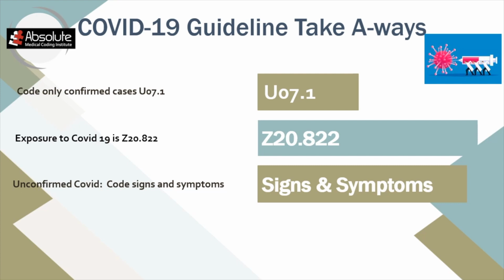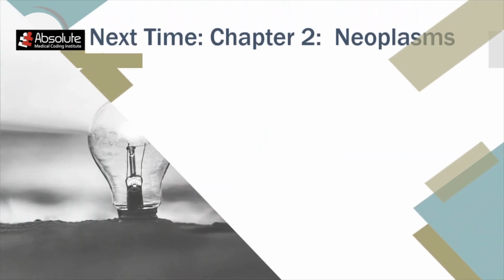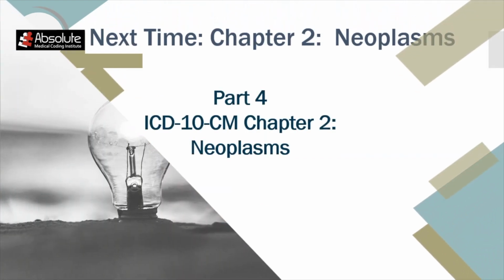All right. This concludes part 3. And next time, we will review chapter 2, neoplasms, and this will be part 4 of our series, ICD-10-CM, chapter 2 guidelines.